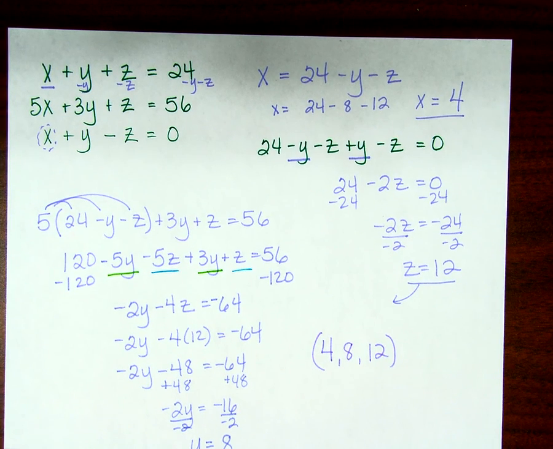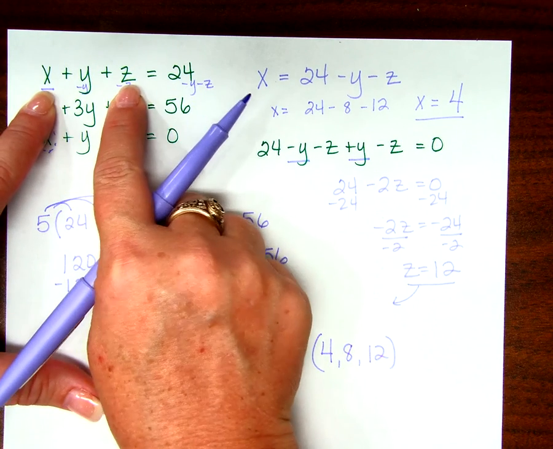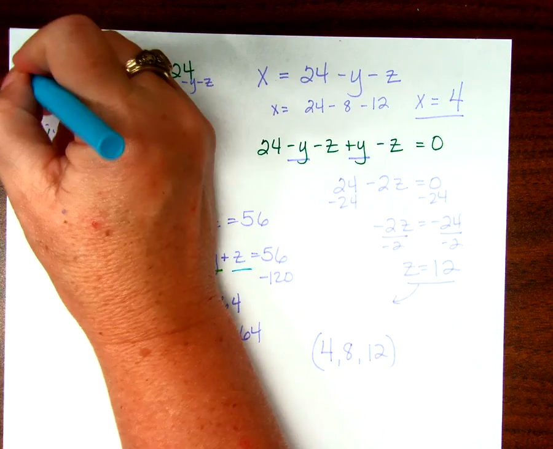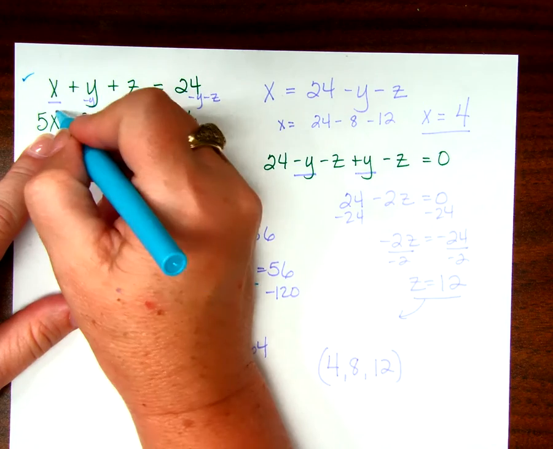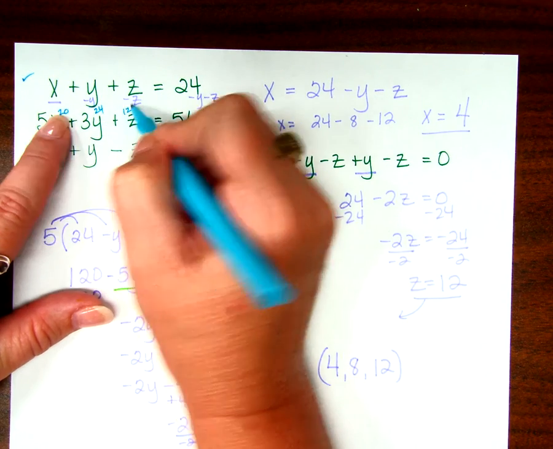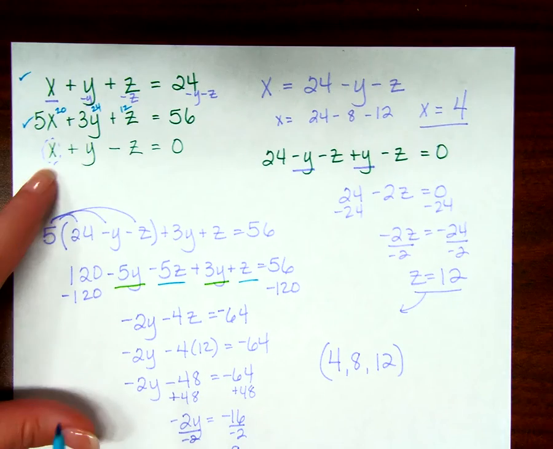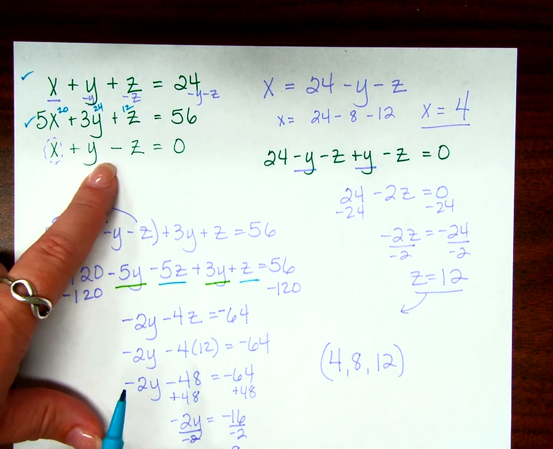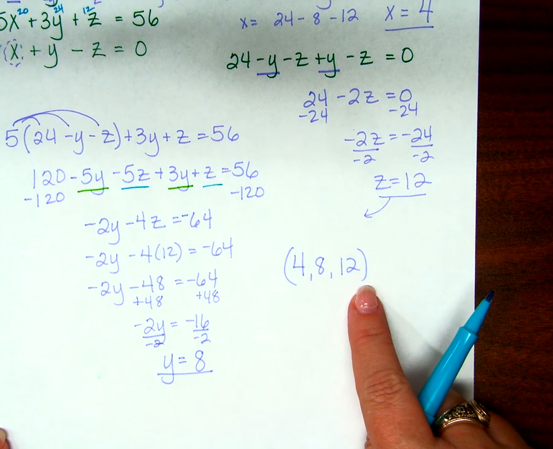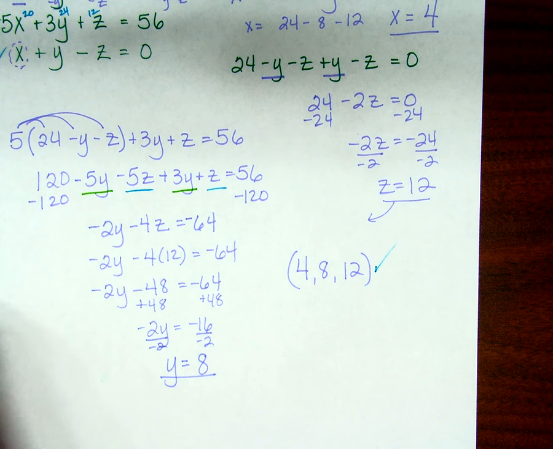I want to say so too, but I want to be positive. Let's check it. 4 plus 8 plus 12 is 24. Is that correct? Yes. 5 times 4 is 20. 3 times 8 is 24. Plus 12. 20 plus 24 plus 12 is 56. 4 plus 8 minus 12 is 0. Yes. So is this the correct answer? And are you positive? Yes, you are. Do you have any questions?